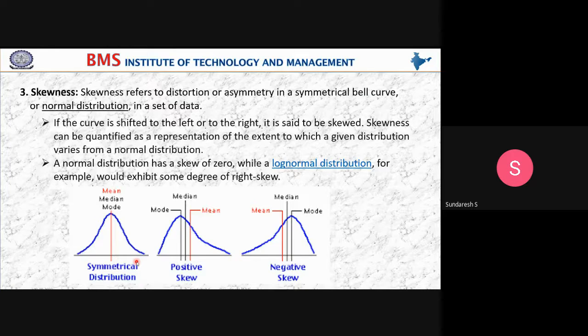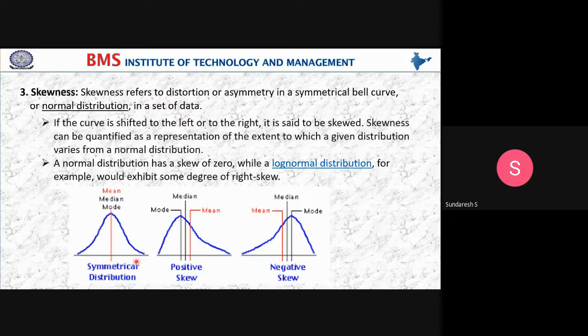So this is the purpose for which we're going to use it here. Sometimes, when we use some data for drawing this curve, you might find that the curve is shifted either to the left or to the right of the normal distribution curve, or bell curve. Then we say the curve is said to be skewed.